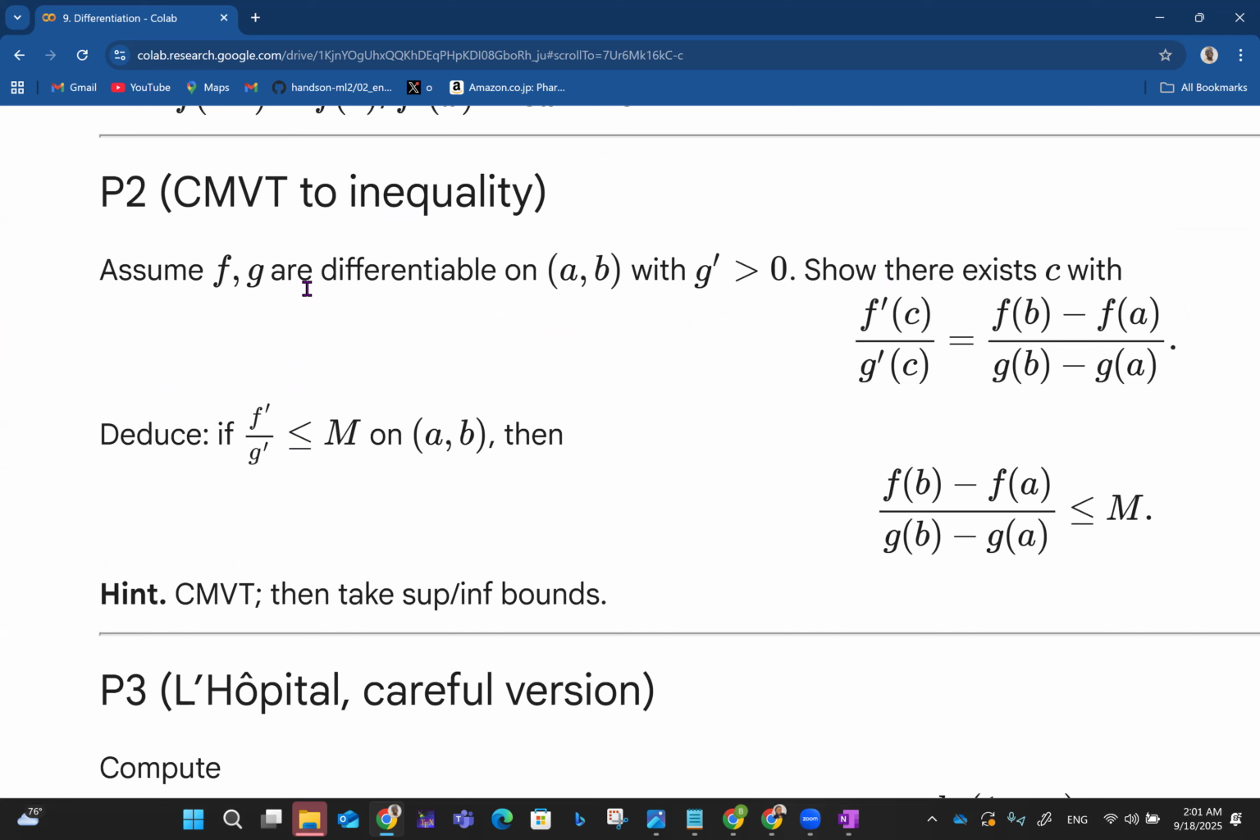So for the CMVT inequality, assume f and g are differentiable on (a, b) with g prime greater than 0. So should there exist c with this whole thing? So you can try that out. Deduce that if f prime over g prime is less than or equal to m on (a, b), then this also holds. So you want to try that. So hint: CMVT, then take the supremum and infimum bounds.